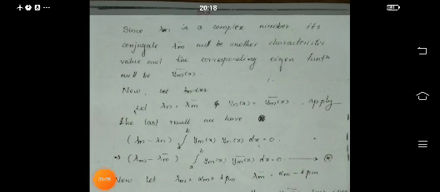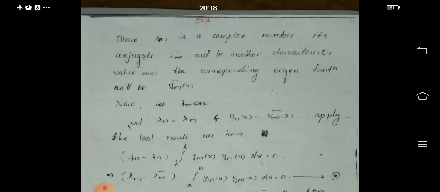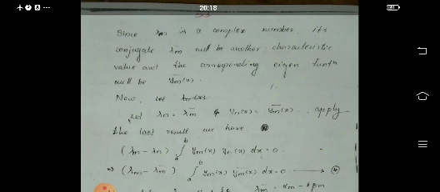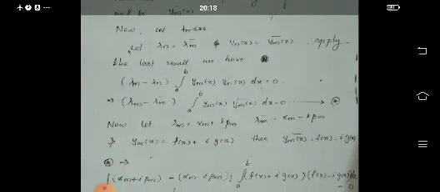Lambda m is the eigenvalue of the Fredholm equation. Therefore, the eigenfunction is ym of x. Since lambda m is a complex number, its conjugate lambda m bar is another characteristic value, and the corresponding eigenfunction will be ym bar of x.